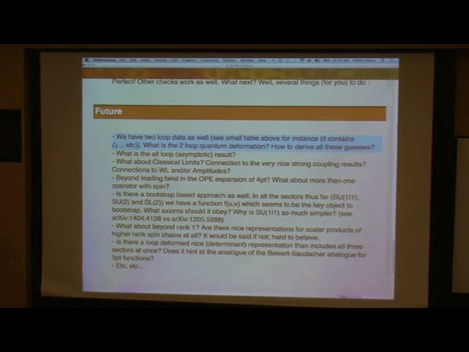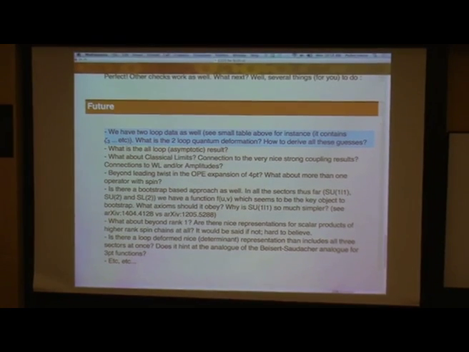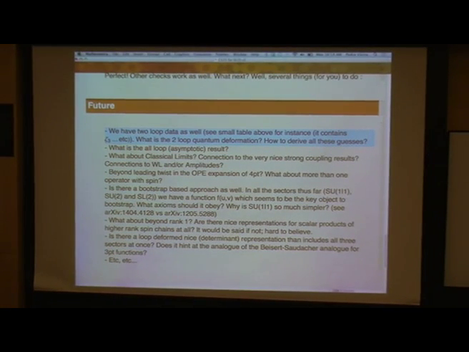Can we find a guess? Can we generalize this guess and guess the two-loop quantum deformation? How to derive all these guesses? Is there some principle, some set of equations, some kind of bootstrap that allows us to determine it? Once we have it at tree level, one loop and two loops, then I think it will be reasonable to make a guess to all loops. What is the whole loop?